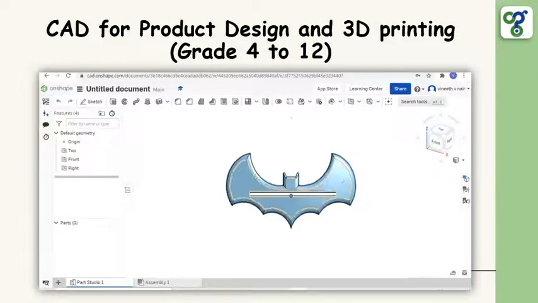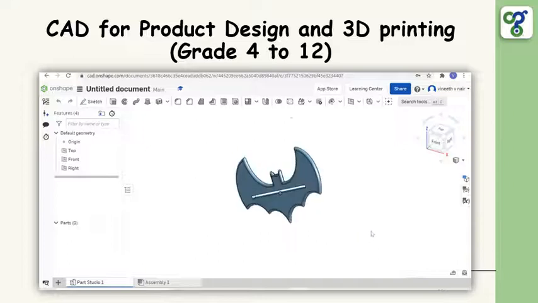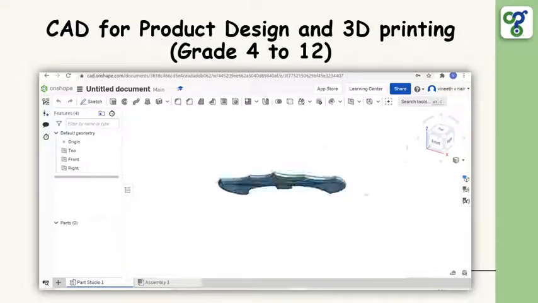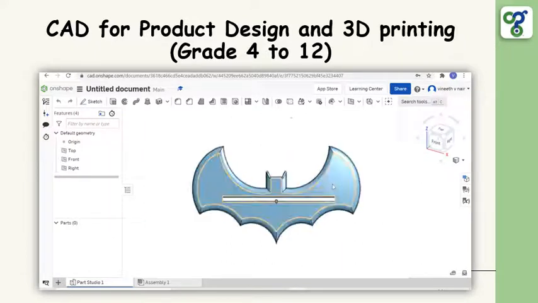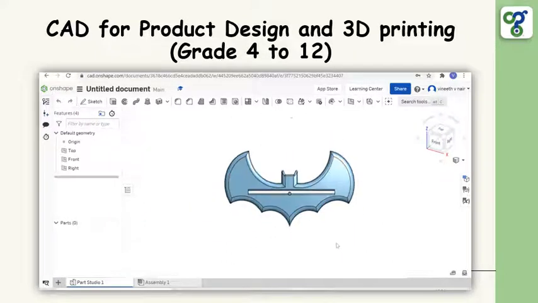Computer-assisted design or CAD is a great way to imagine and create innovative products. Here students not only learn CAD software, they also get trained on the basics of product design and 3D printing technologies.